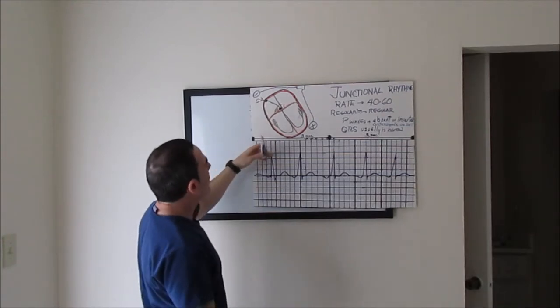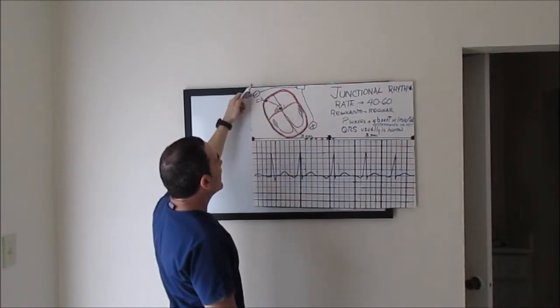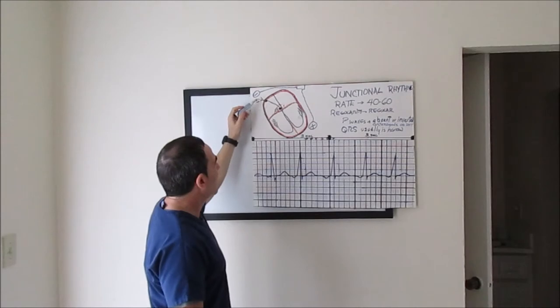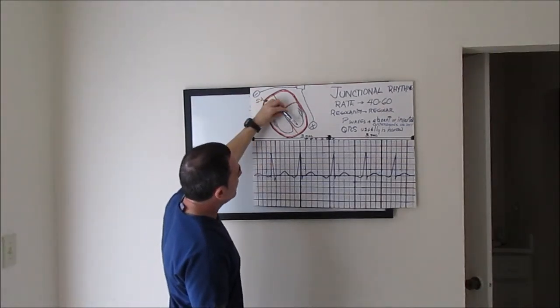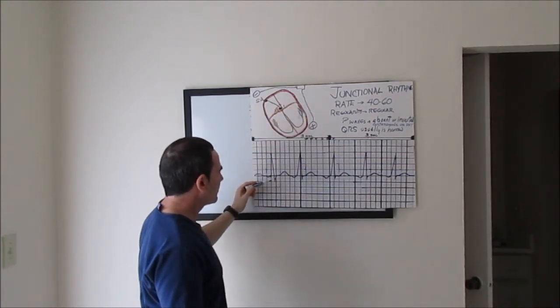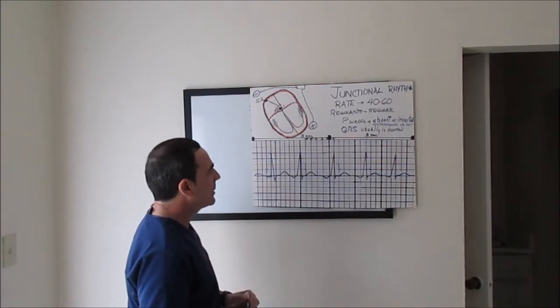Why is it negative? Because the impulse is going toward the negative electrode. It's near the electrode. And the QRS is positive, because the impulse is going toward the positive electrode. Is that okay?